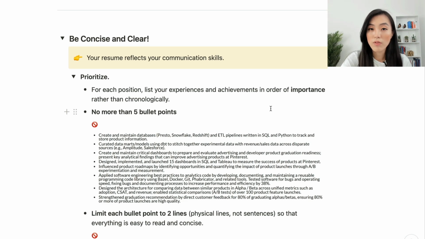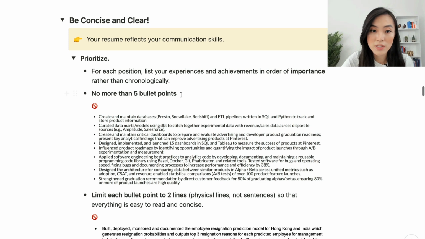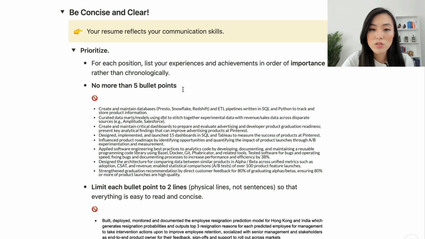Because this section on professional experience is so important on your resume, we're going to spend some time to see how to make it concise and clear. Remember that your resume reflects your communication skills, so it's important that we improve the content of the resume to communicate important achievements and experience clearly and concisely. The first tip I have for you is to prioritize. For each position, list experiences and achievements in order of importance rather than chronologically.